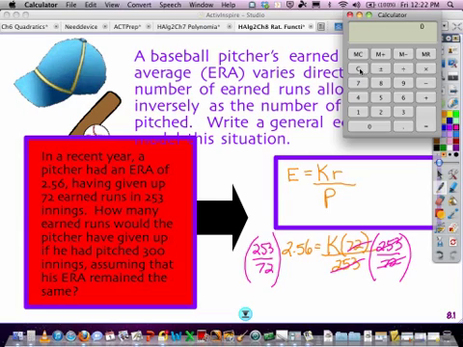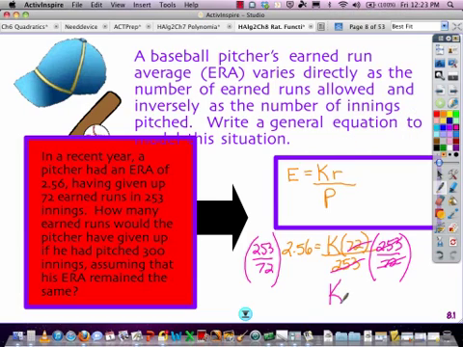All right, 253 times 2.56. That equals, and now we'll divide that by 72. And so we're getting 8.995-ish. So K equals 8.995-ish. There's going to be some rounding directions usually. So if K, that's our constant, how many earned runs would the pitcher have given up if he had pitched 300 innings, assuming that his ERA remained the same?